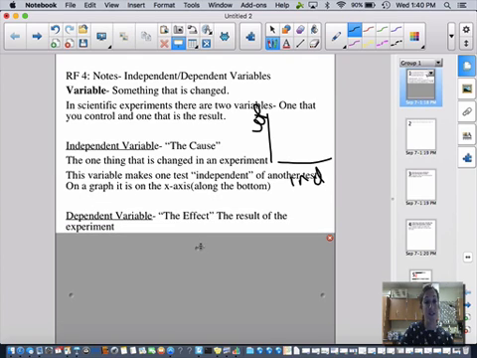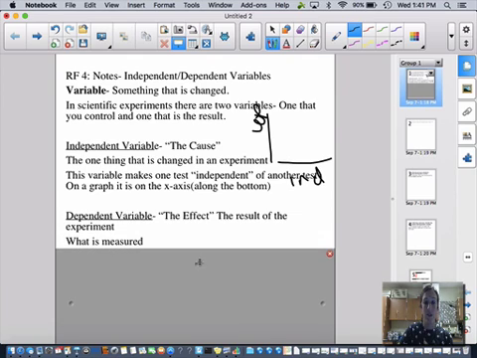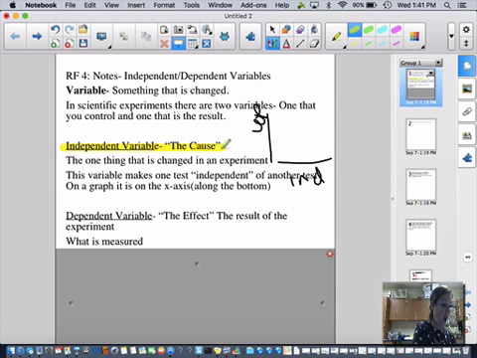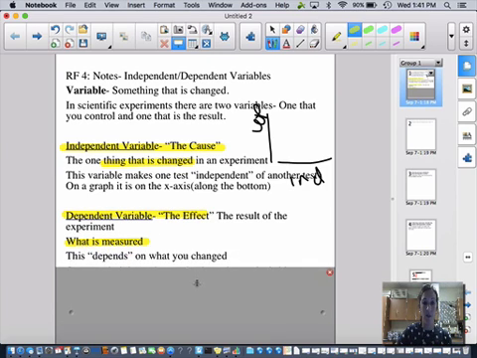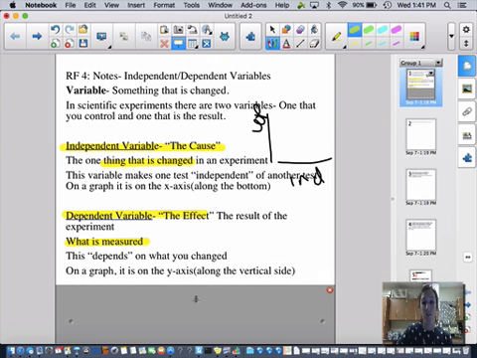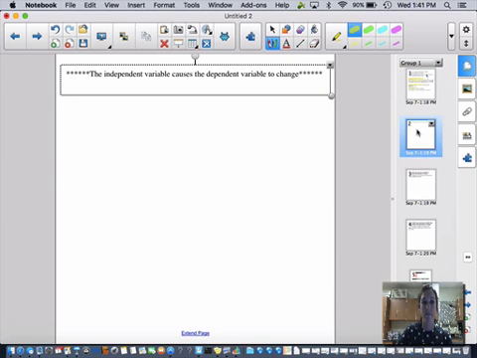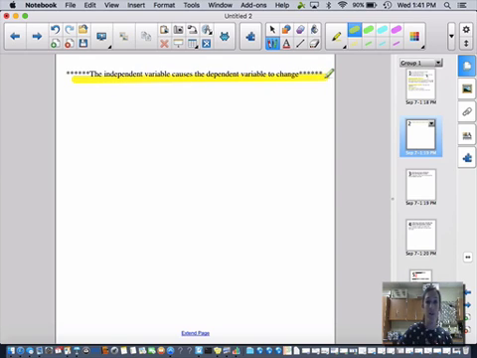So the dependent variable is the effect. It is the result. It is what is being measured. So again, looking at this, the independent is the cause. It's the one thing that's being changed. And the dependent is the effect, what is being measured. So this depends on what you change. Again, on the graph, it would be the y-axis. So the independent variable causes the dependent variable to change. That's an important statement there. The independent variable causes the dependent variable to change. So as we go through a few examples, that's something we're going to look for. What is causing the change?